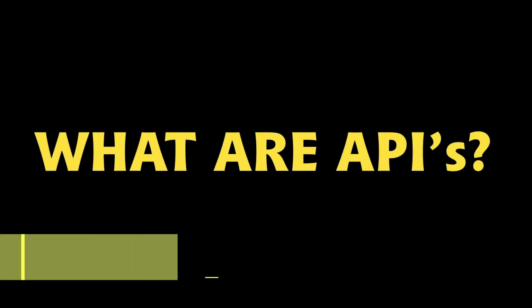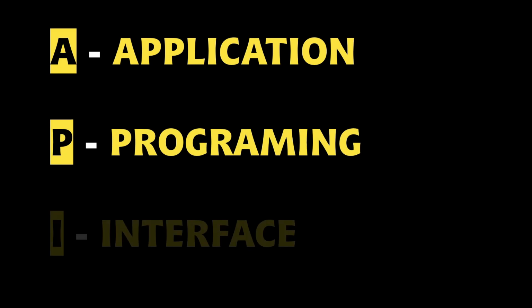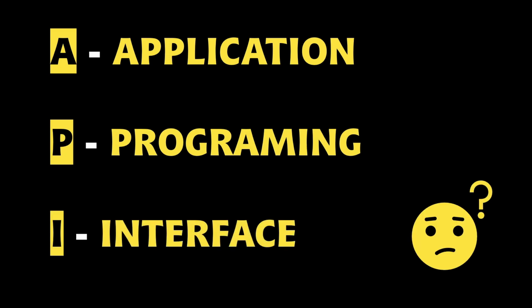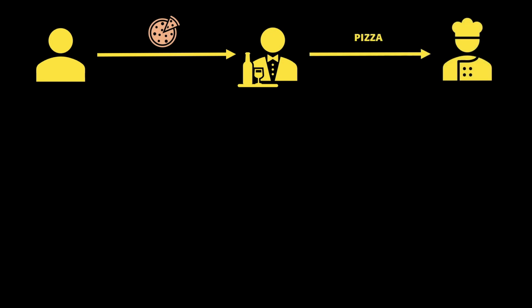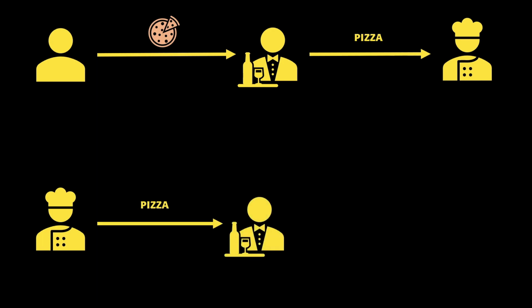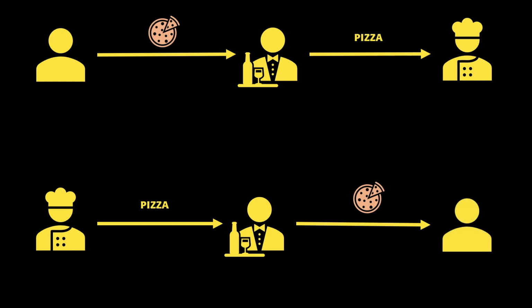What is an API? API is just a short form for application programming interface. Didn't understand? Okay, let me explain with a simple example. Let's say you went to a restaurant, ordered a pizza, and a waiter receives it. Now the waiter delivers that order to the cook, and the cook cooks that pizza and delivers it to the waiter, and then the waiter delivers that pizza to you and you are happy.